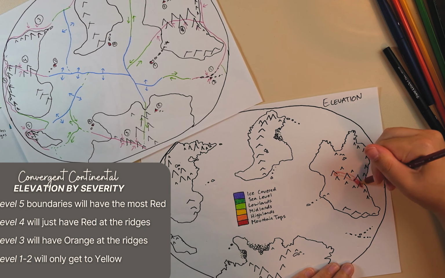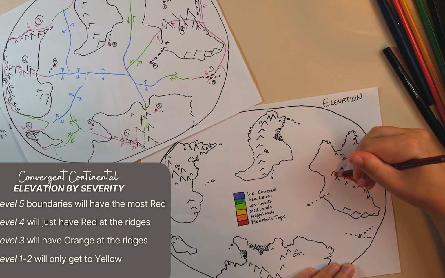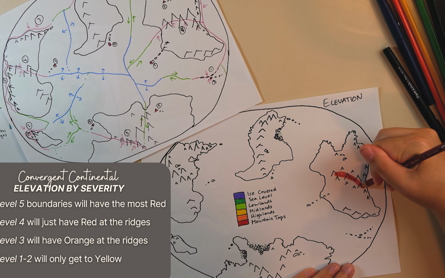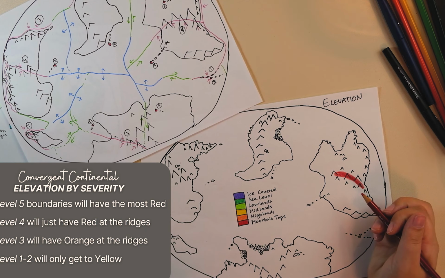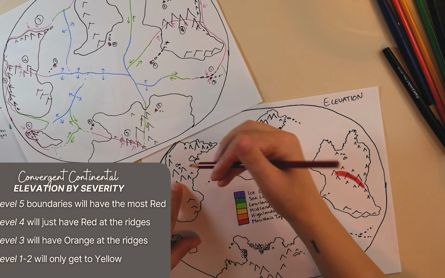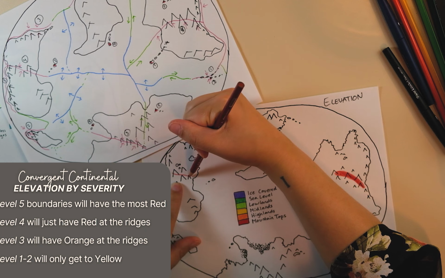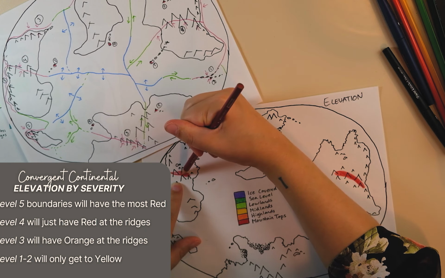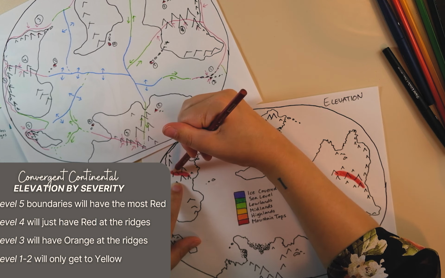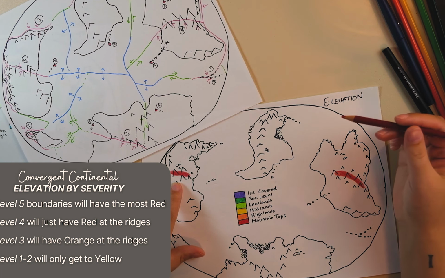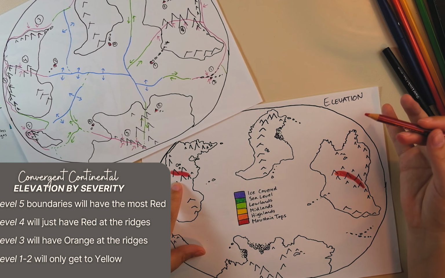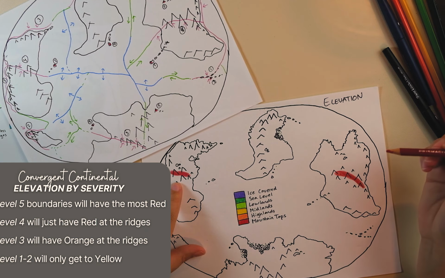We'll have that. Down here, this one's a 4.2, so sort of the same thing, right along in here. Okay. Level 3 will just have dark orange at the ridges. Level 1 to 2 will only get to orange. So I think that's all the red we're going to have there.